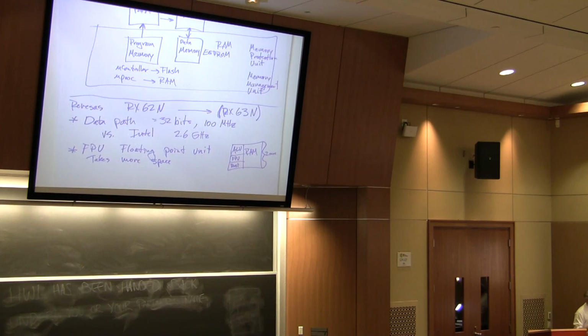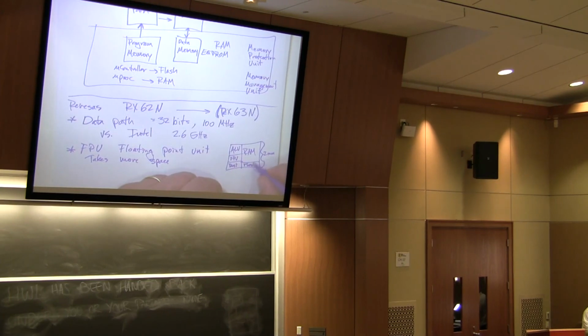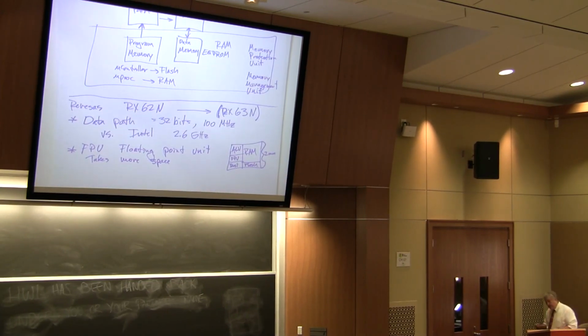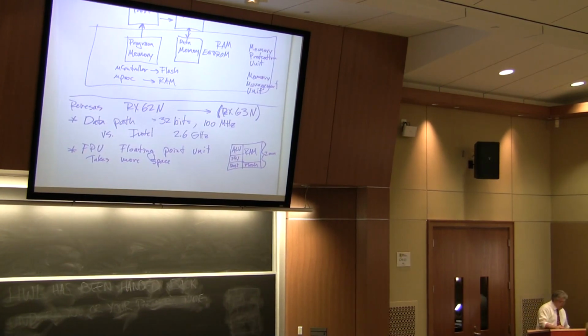So RAM takes up your biggest amount of space. And I'll give some space over here for flash. RAM takes your biggest amount of space. Flash and other types of memories, a little bit less. Floating point is something that may or may not be needed, depending on what your application is.